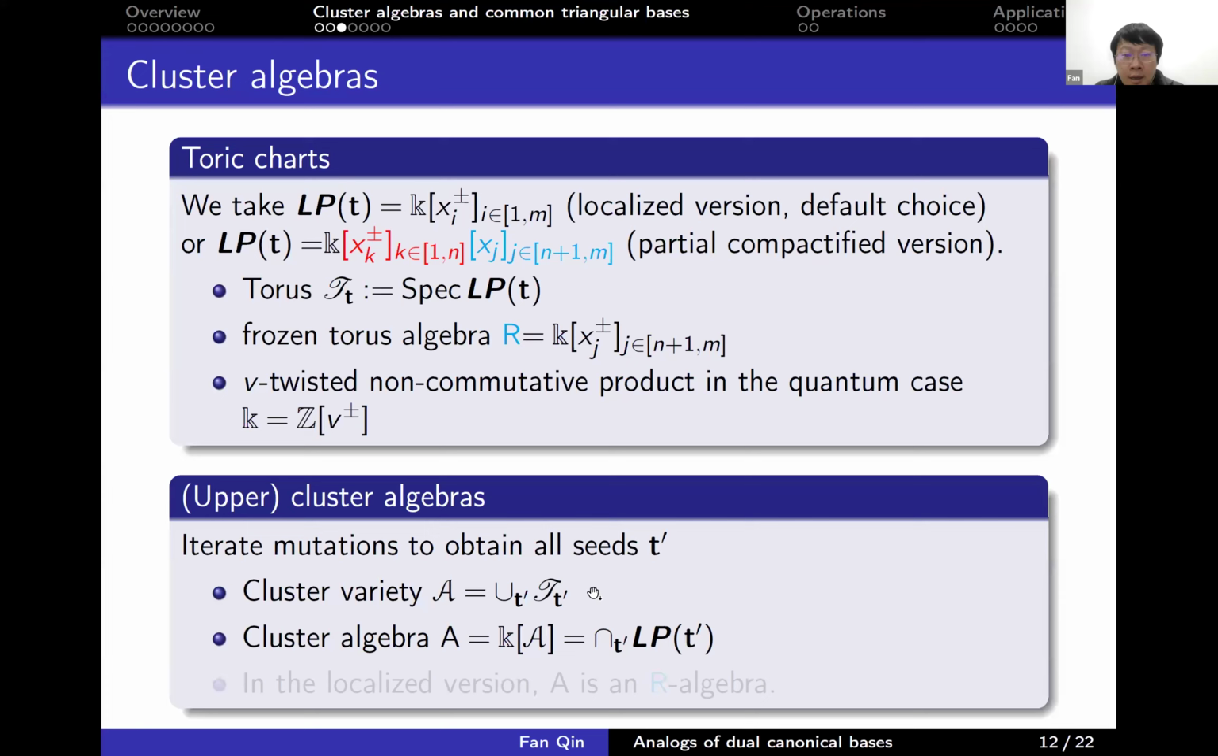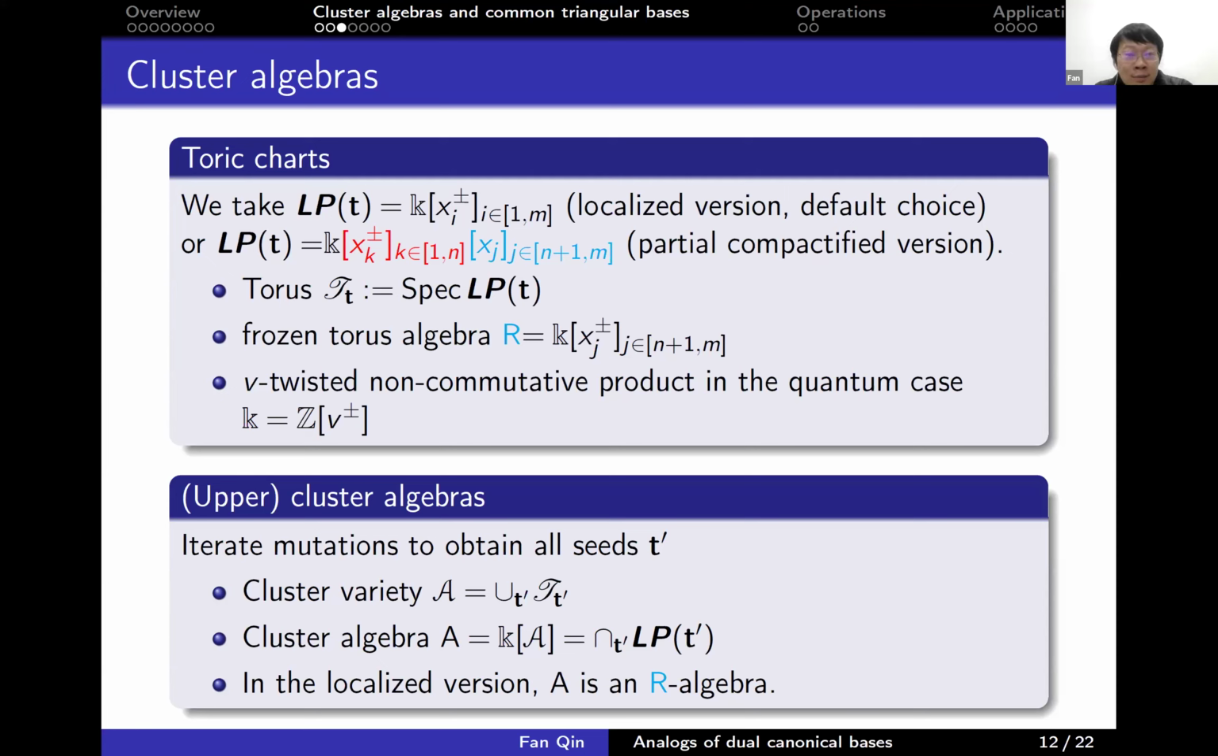And in terms of algebra, the algebra is simply defined to be the ring of regular functions on this variety. So this turns out to be the intersection of all the Laurent polynomial rings. And in the localized version, where I invert every frozen variable, this A is the cluster variety, a scheme over the spectrum of the frozen torus. So we'll say A is an R-algebra. Okay. So any questions here? Right. So we just emphasize that we start with any chart and we can iterate mutations. We generate something more complicated and we obtain cluster algebras as a ring of functions on this geometric object.